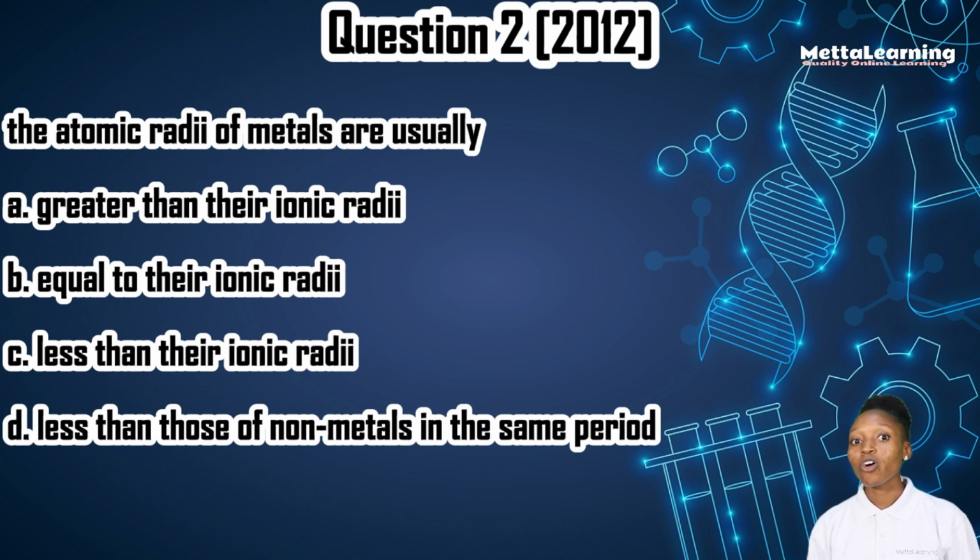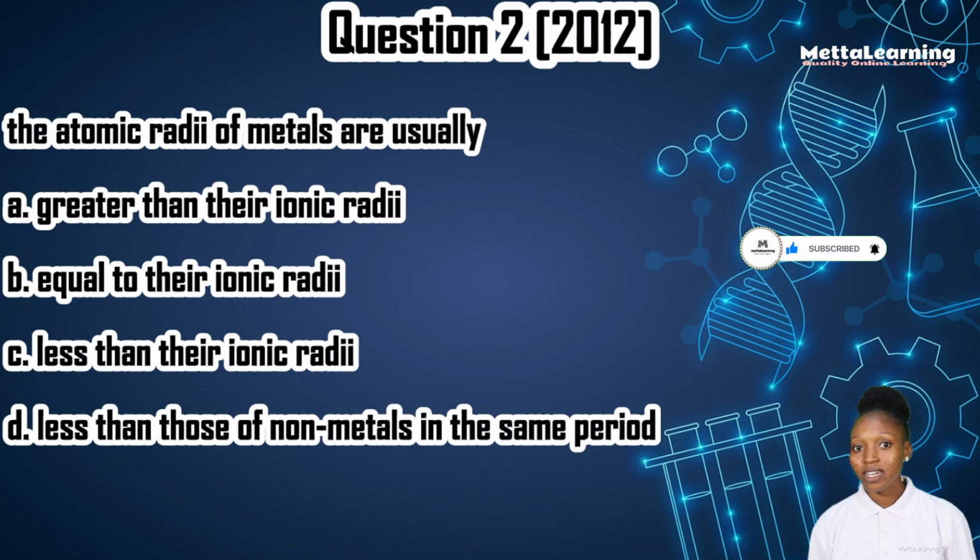The atomic radii of metals are usually less than their ionic radii. This might seem a bit confusing at first, but it makes sense when you understand what happens during ion formation. Metals, by their chemical nature, tend to lose electrons and form positive ions. When a metal atom loses an electron, it becomes a cation and its size decreases. This decrease in size is because the electron cloud shrinks due to the reduced electron repulsion in the outer shell. As a result, the atomic radii is typically larger than the ionic radius.